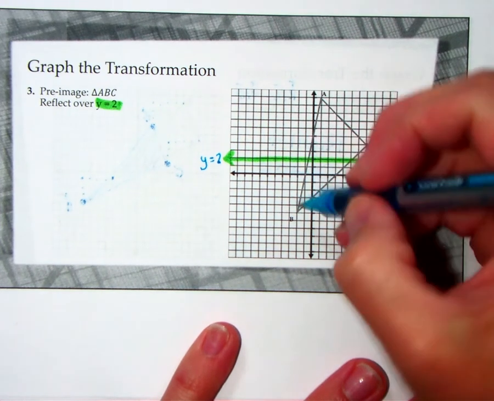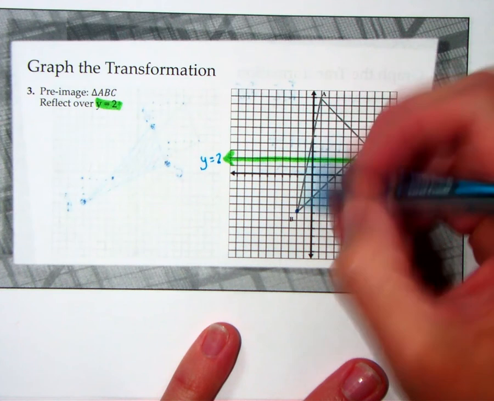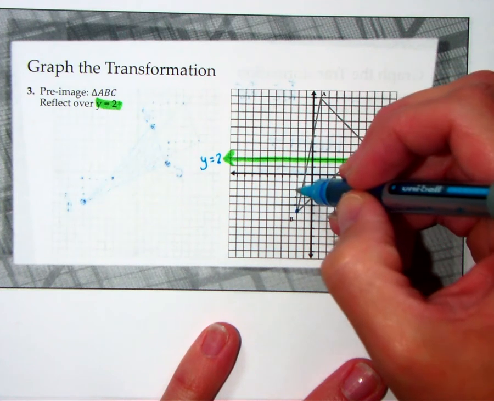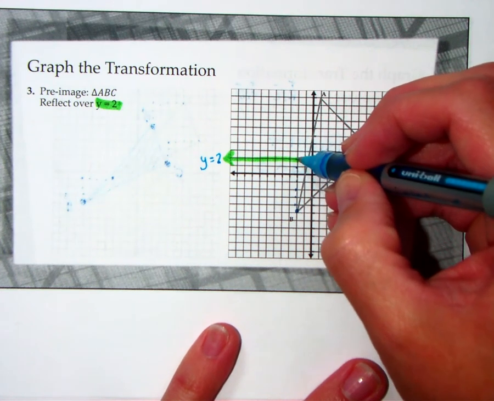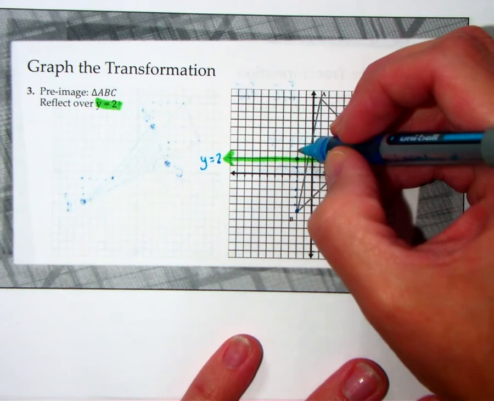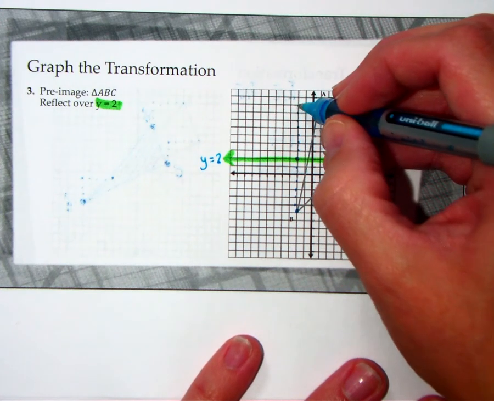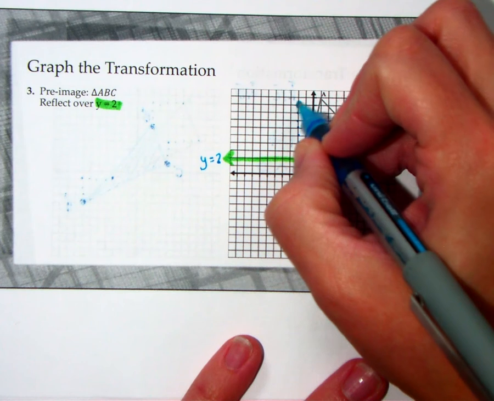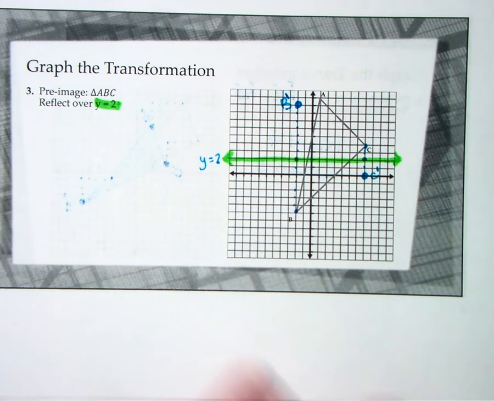Now maybe we do B. So B is here. This time I have to count up to the line, so I'm counting to the line of reflection and then to the other side. 1, 2, 3, 4, 5, 6, 7. 1, 2, 3, 4, 5, 6, 7. There's my B prime.